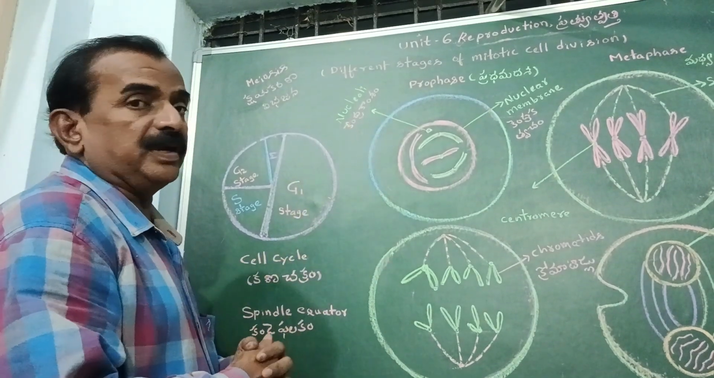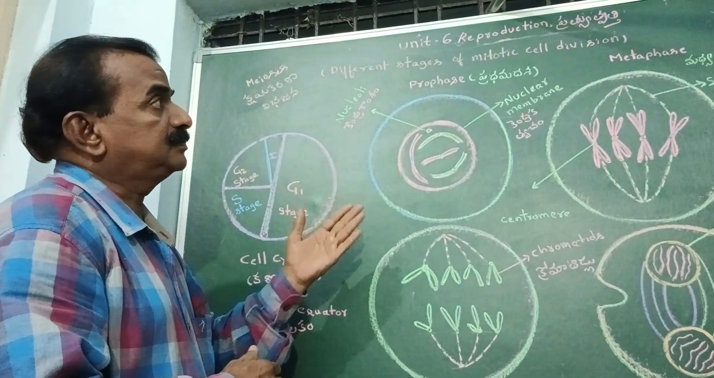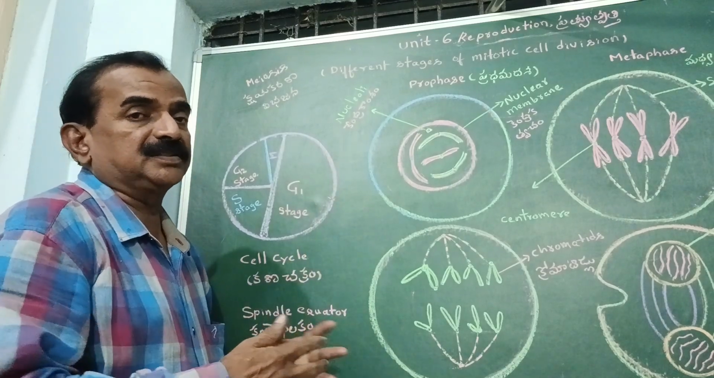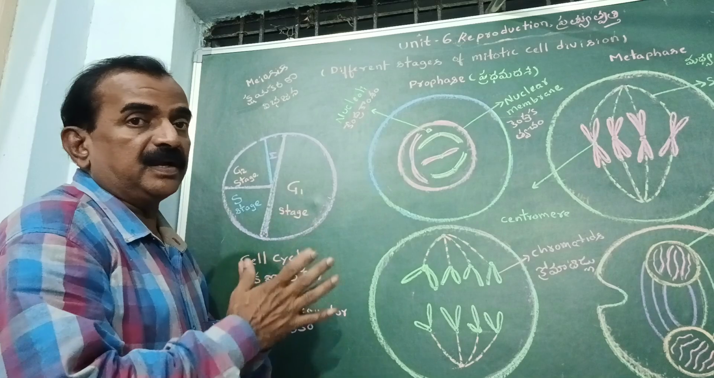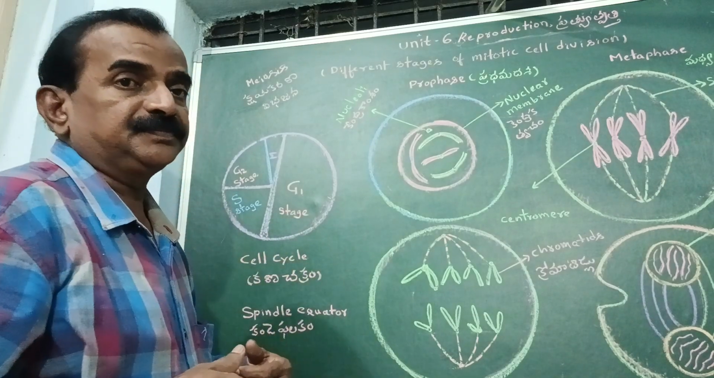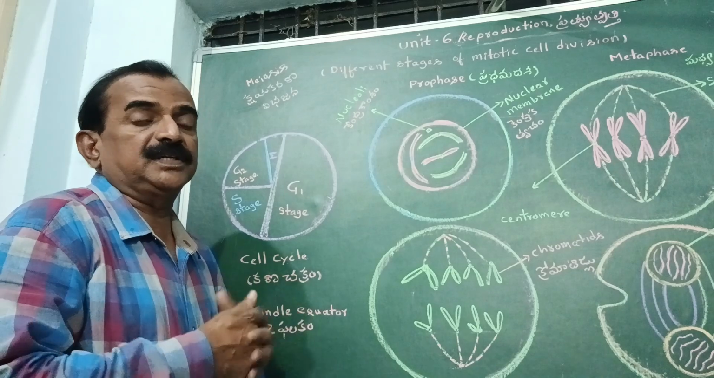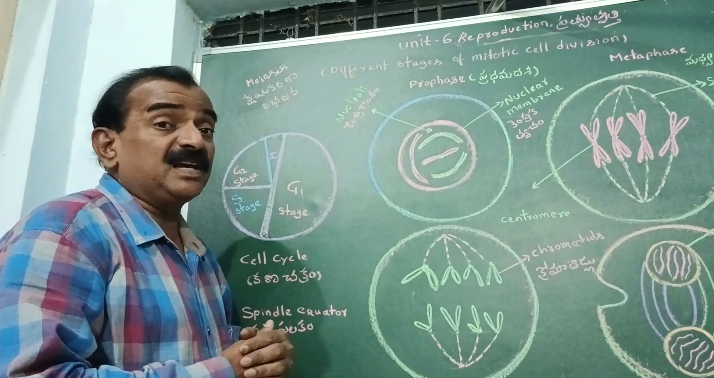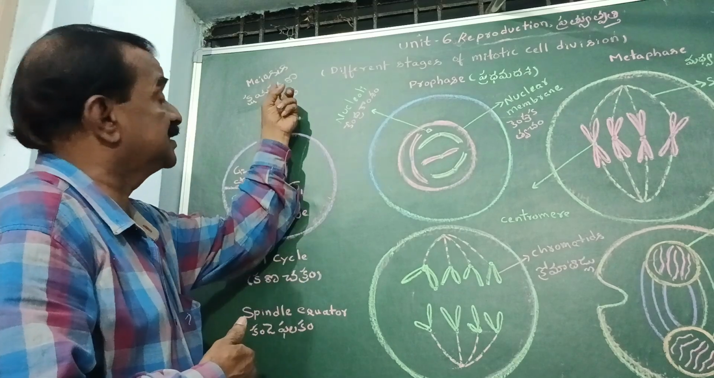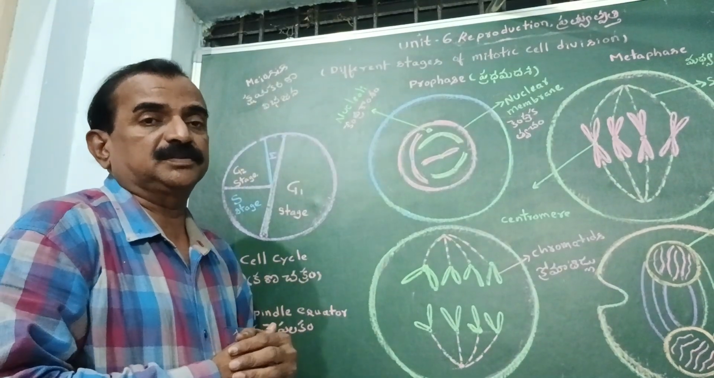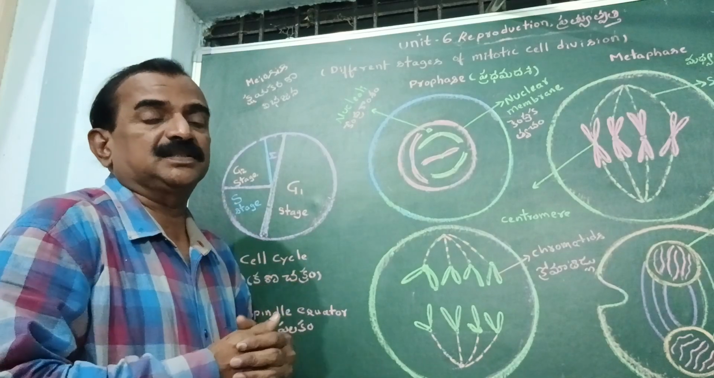And today we are going to discuss what? The process of mitotic cell division and meiosis. So mitotic cell division takes place in body cells or vegetative cells or somatic cells. And meiosis, this is meiosis. Meiosis cell division takes place in reproductive organs, reproductive cells.